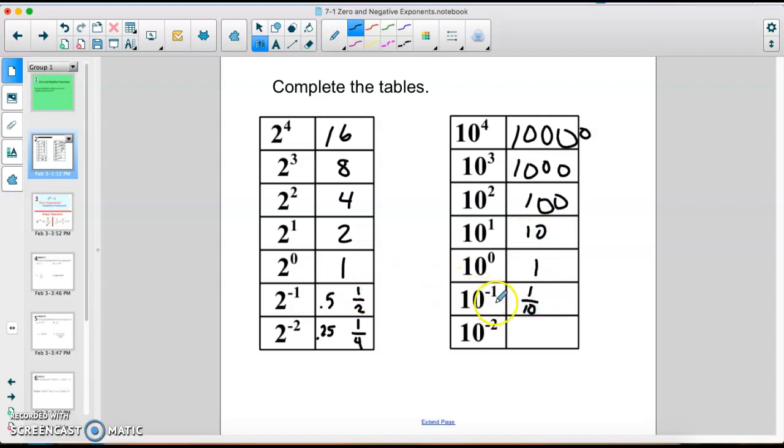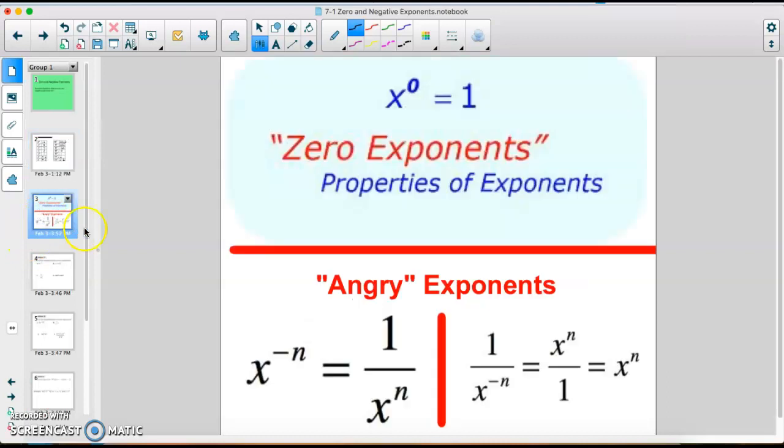if the pattern holds true. So let's do this on our calculator. 10 to the negative 1 gets us 0.1. Now 0.1 turned into a fraction is 1/10. And so this would be 0.01, which is 1/100th.